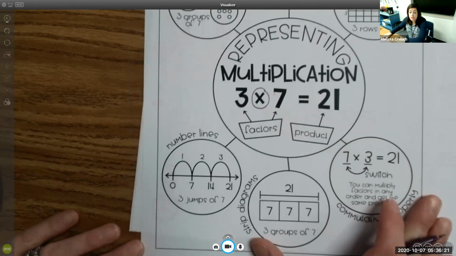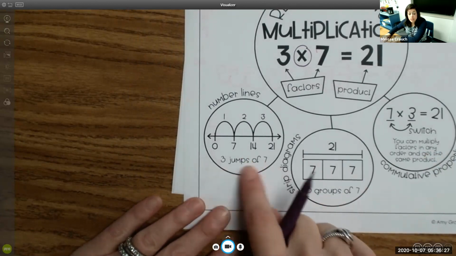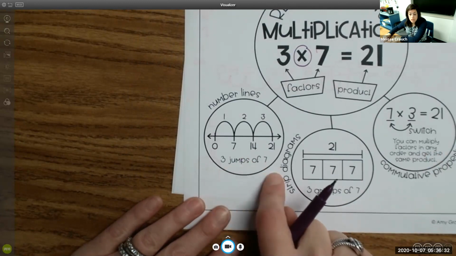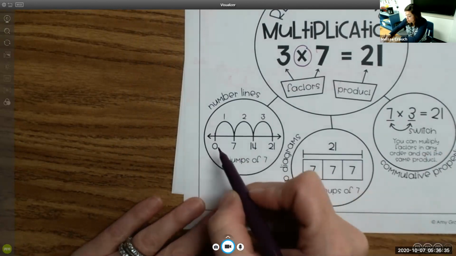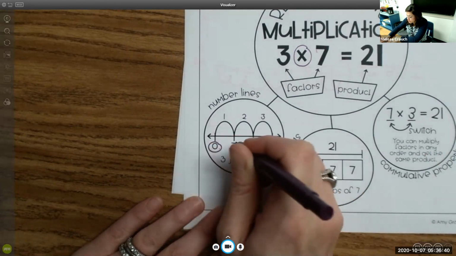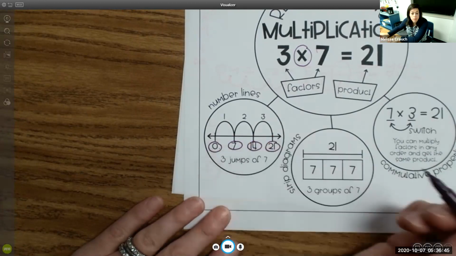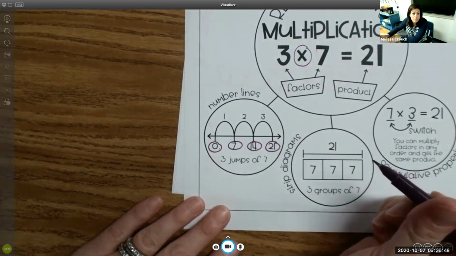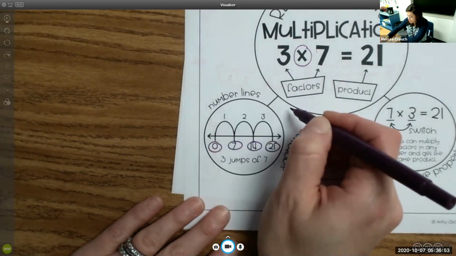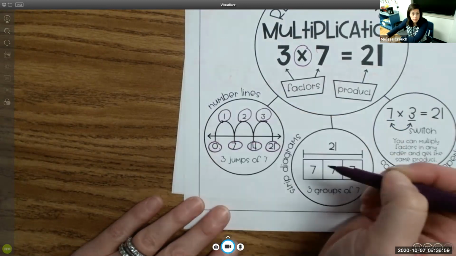All right, so let's look at some of our examples. So here, the way that we write it, it says 3 jumps of 7, okay? You always look to see what you're counting by to start out. So you have 0, 7, 14, 21. So we are counting by sevens. And then you figure out the number of jumps. We had 1, 2, 3.